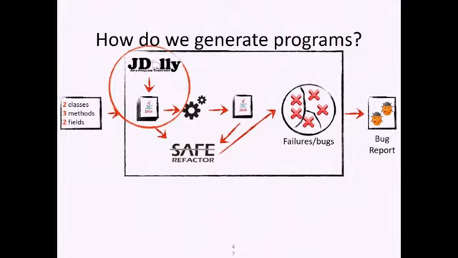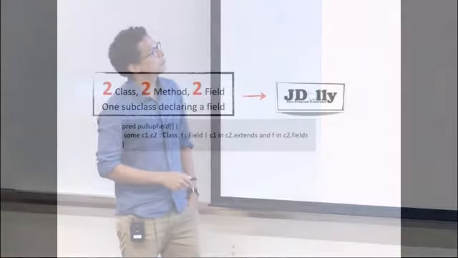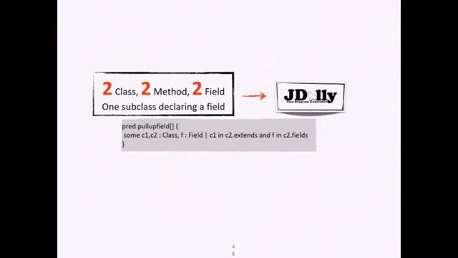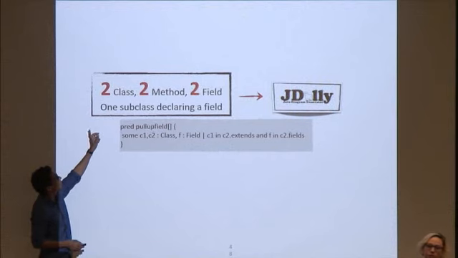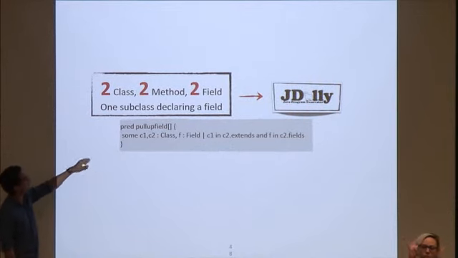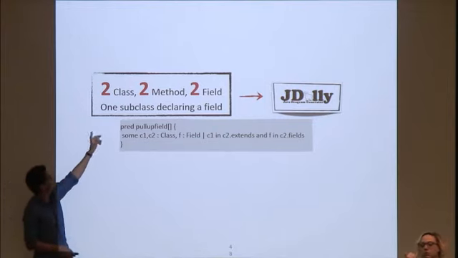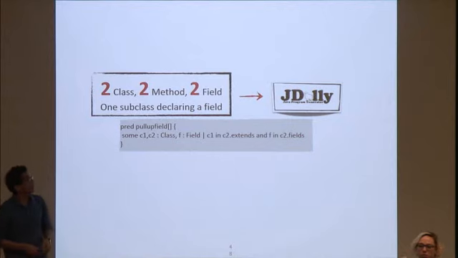So I'll briefly mention each one of these steps. For generating programs, JDolly is based on Alloy, a formal specification language. Basically you can specify the scope of the programs that you want to generate and some constraints. For instance, if I'm testing the pull-up field refactoring, I want programs that have at least one subclass declared with a field.